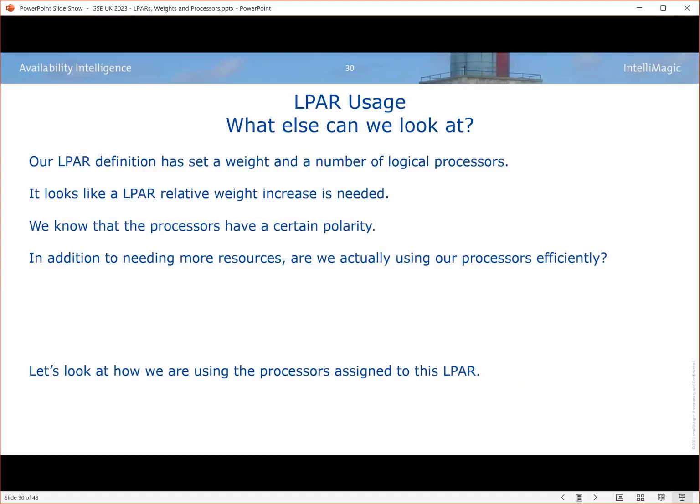Okay, so what else can we look at? We've set an LPAR definition, and we have a number of logical processes. We think maybe the LPAR weight could be increased a little bit, the relative weight compared to the other LPARs in that KEK. We also know that the processes that we've assigned, the logical processes, have a certain polarity. Okay, so in addition to the LPAR weight, what I'd like to know is, are we actually using our processes efficiently? So let's have a look at that aspect.